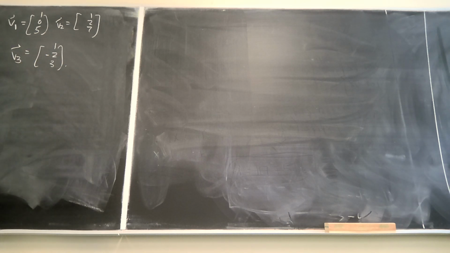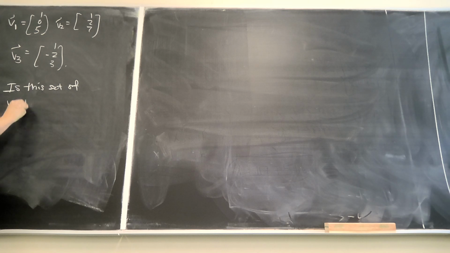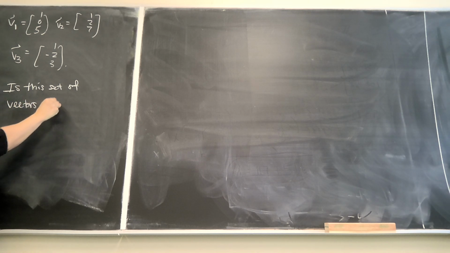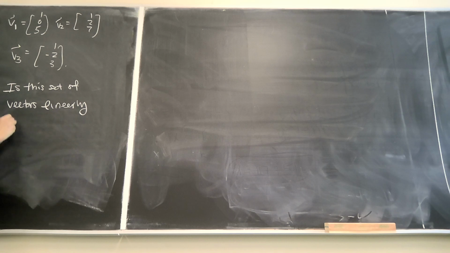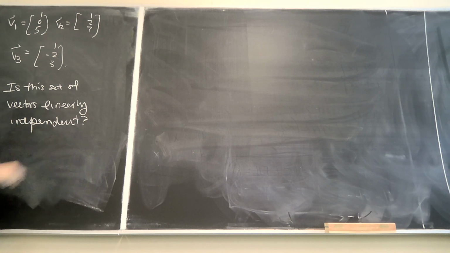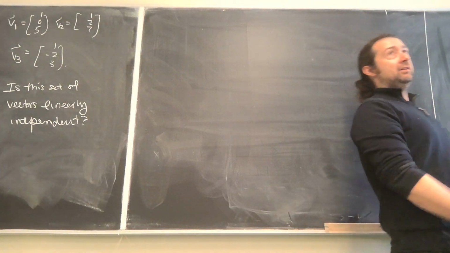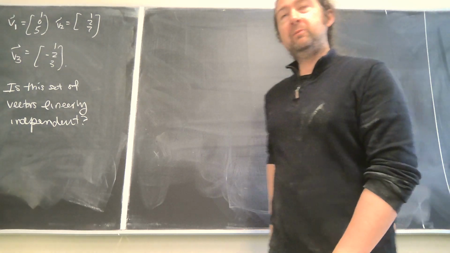Okay, question 1. I ask, is this set of vectors linearly independent? So the question I'd like answered here is, what does it mean for a set of vectors to be linearly independent?